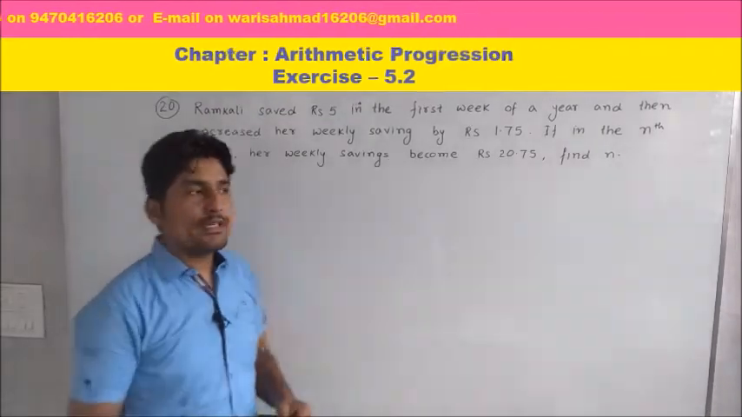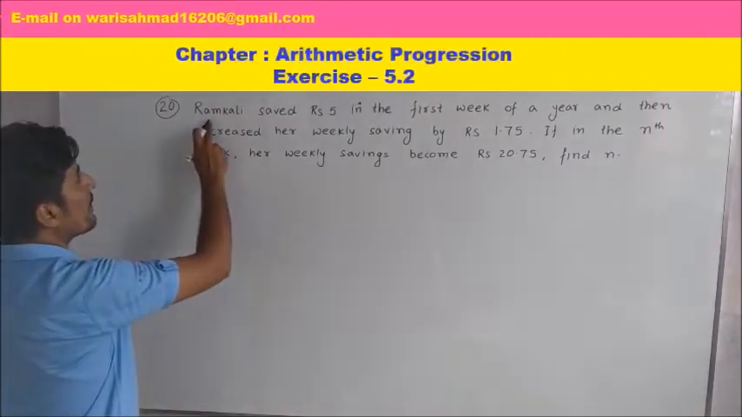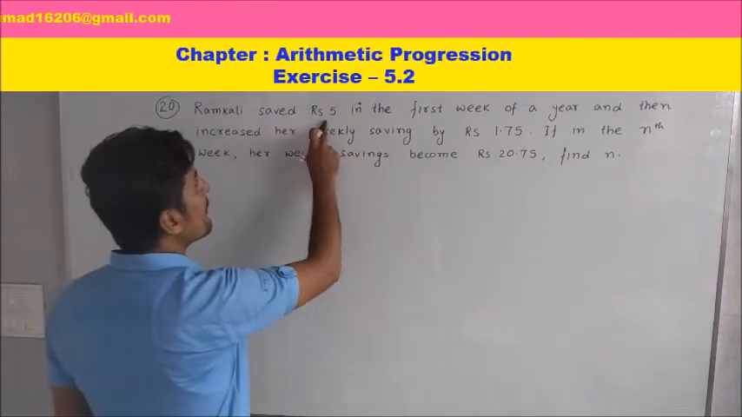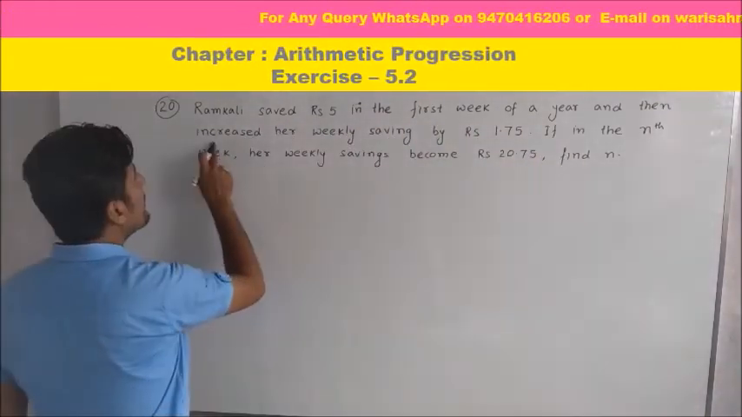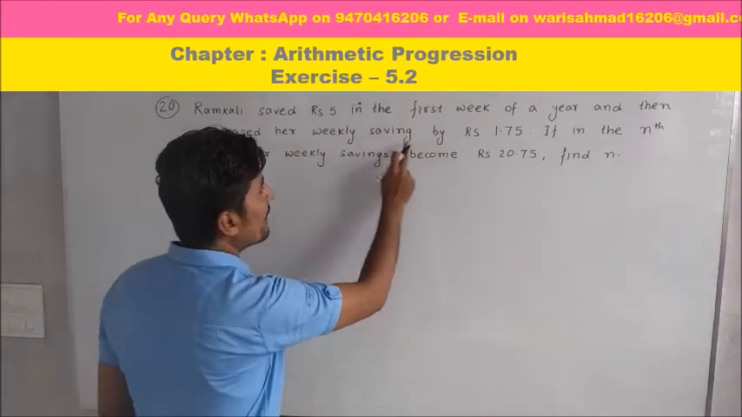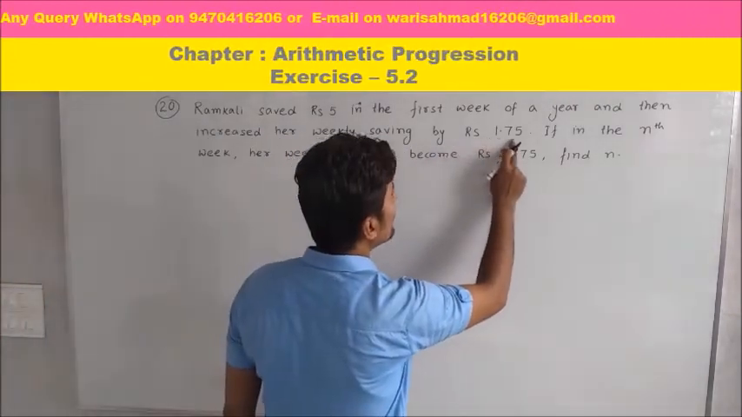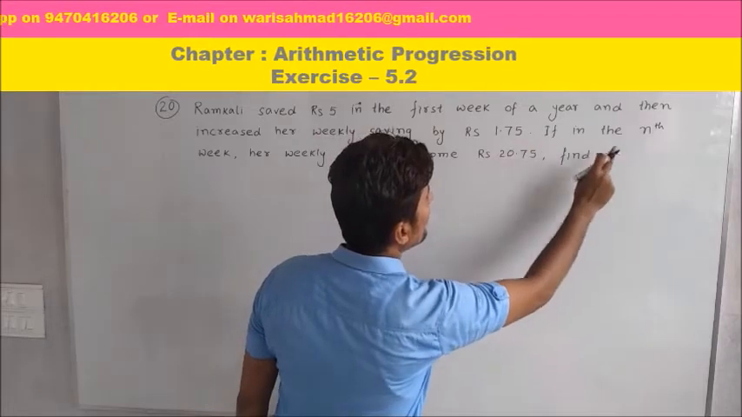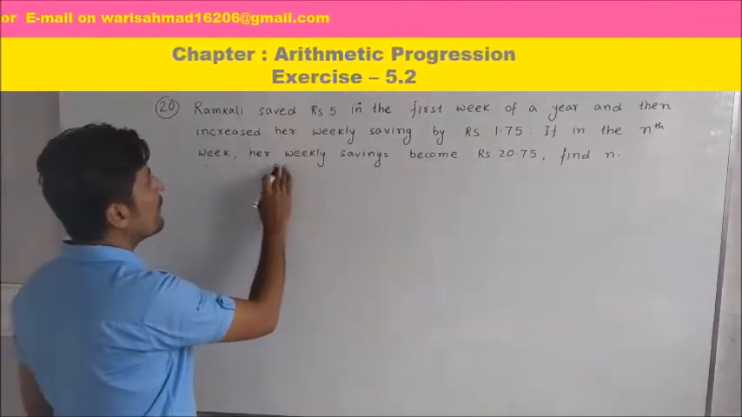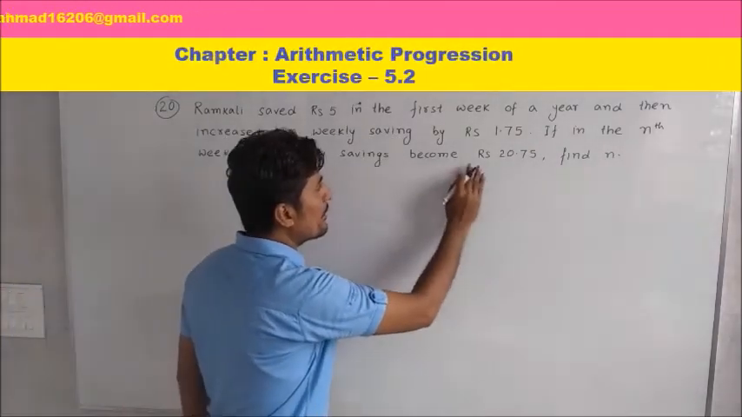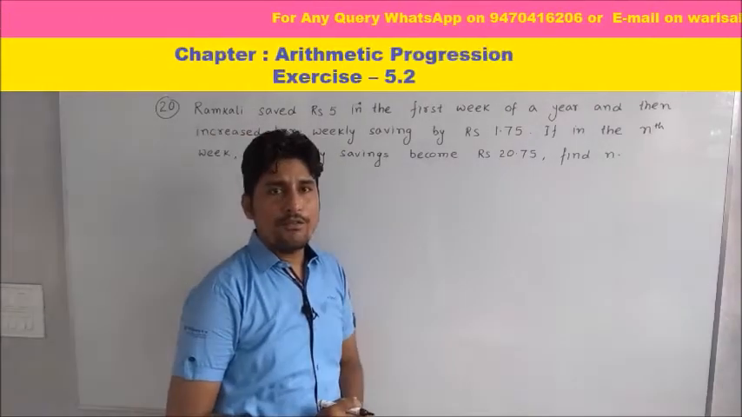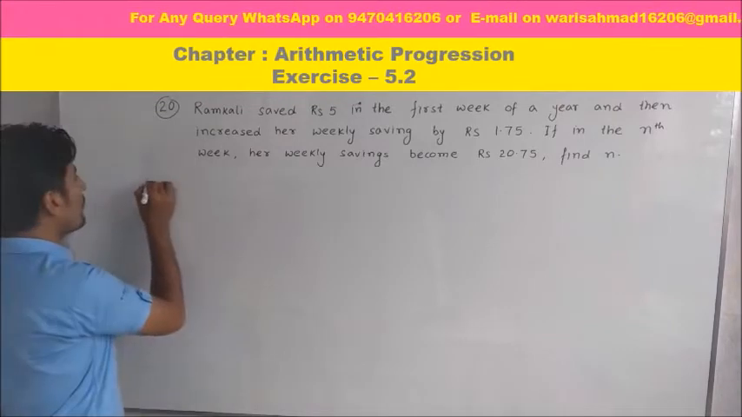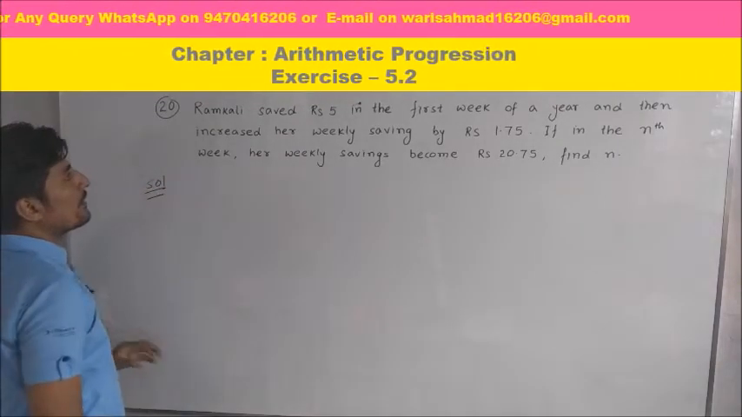Now let us see the 20th question of the same exercise. Ramkali saved rupees 5 in the first week of a year and then increased her weekly saving by rupees 1.75. If in the nth week her weekly savings become rupees 20.75, find the value of n. So let us see the solution of this question.